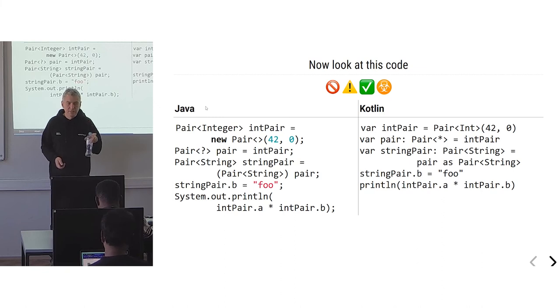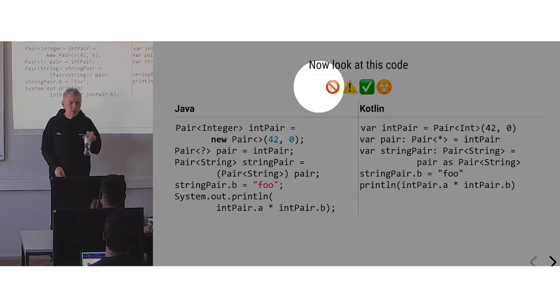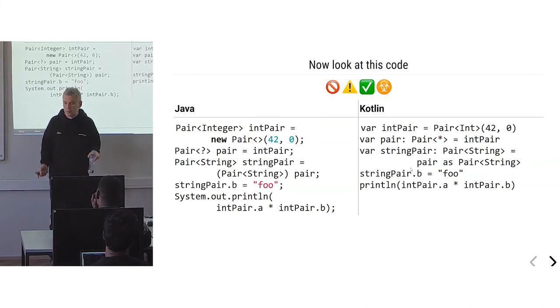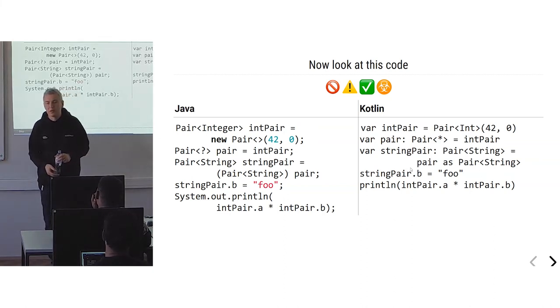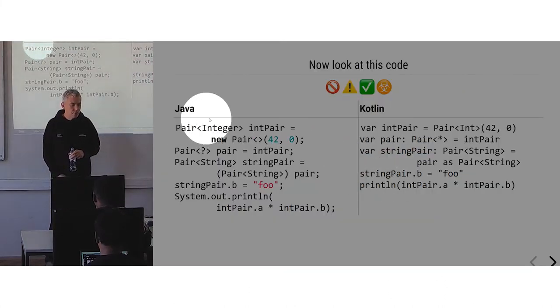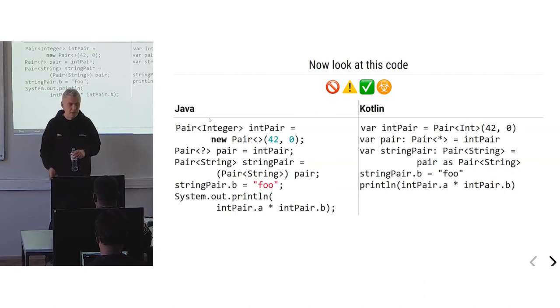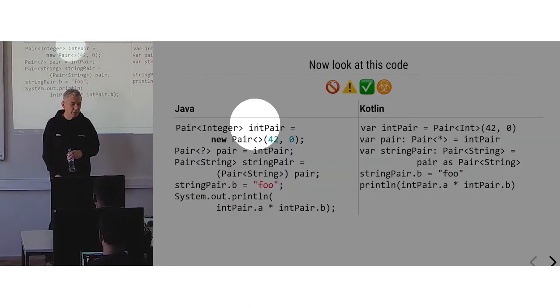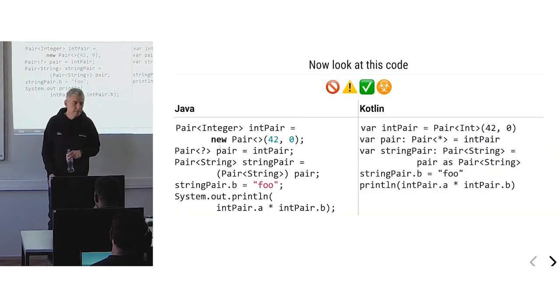Look at this code. It's Java. It's Kotlin, but it's the same. Semantically, it's the same code. And what's going to be the outcome? Let's try to figure it out. I think it's more convenient for you to reason about Java code. So we have a Pair of integers, like intPair. A new Pair, and the first element is integer 42, the second element is integer 0. Now we have this Pair of question mark, Pair of we don't care what, and we assigned intPair to this just Pair, right?